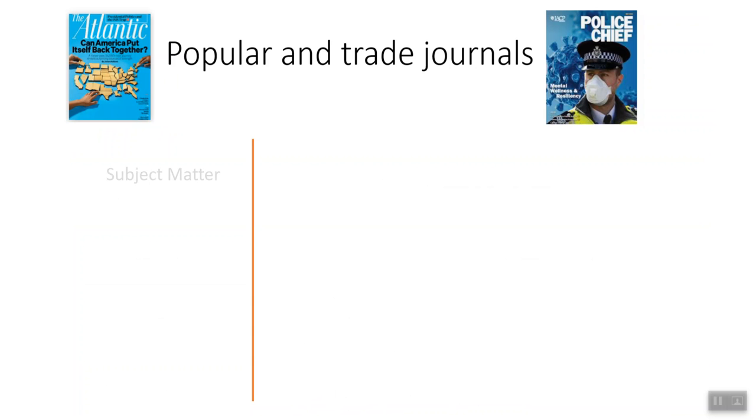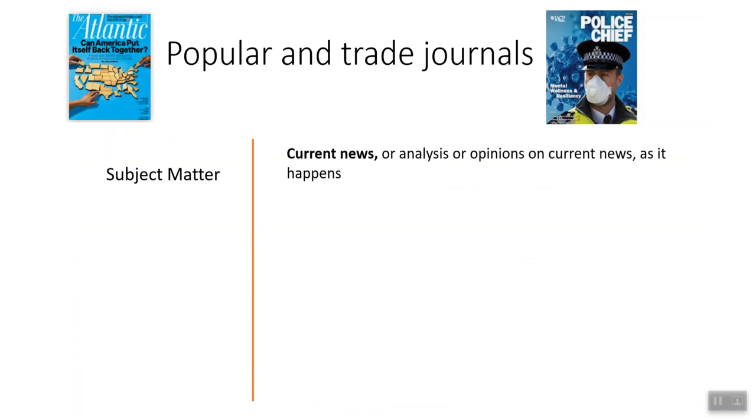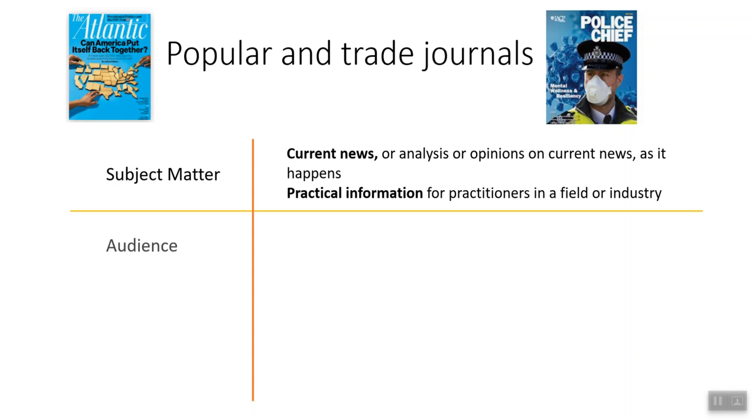Popular and trade journals, by contrast, are more for current news as opposed to research findings, and it's more up to date because that peer review process means that the scholarly information has to go through a few rounds of review before it can be published, whereas current news is published usually as it happens.